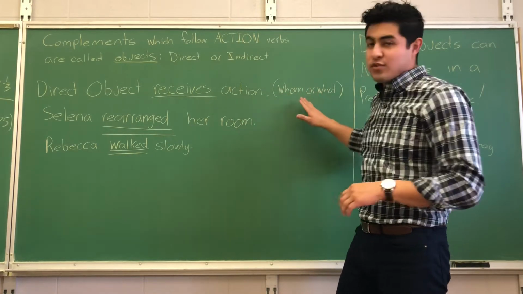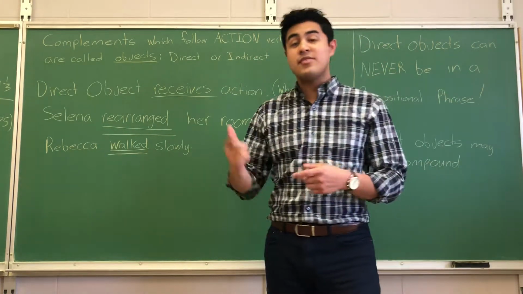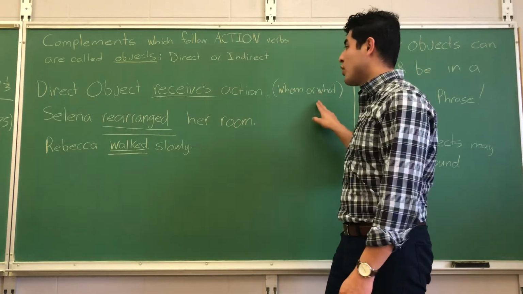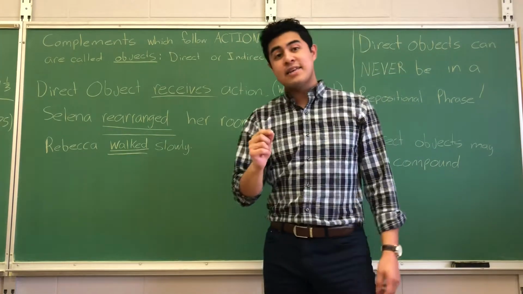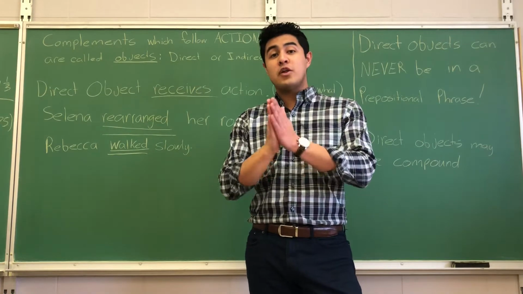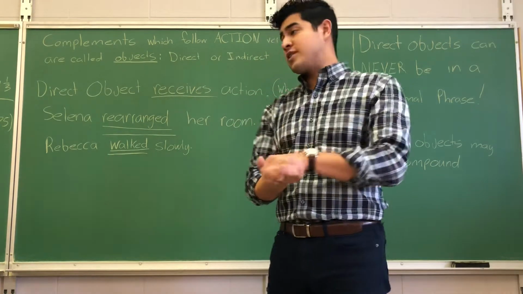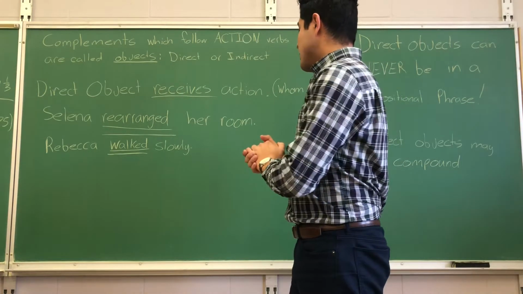Now, if this looks familiar, it's because it's the exact same thing as our predicate nominatives. Predicate nominatives answer whom or what, but with a linking verb. Direct objects and indirect objects are always going to follow action verbs, okay? So this is the big lesson, this is the big review for today. So make sure you remember, okay?